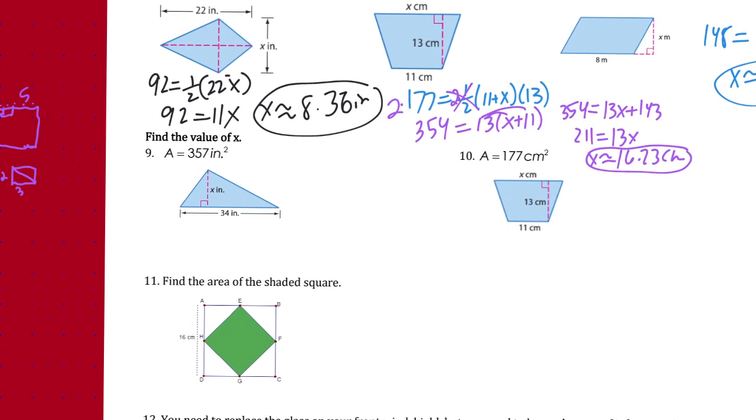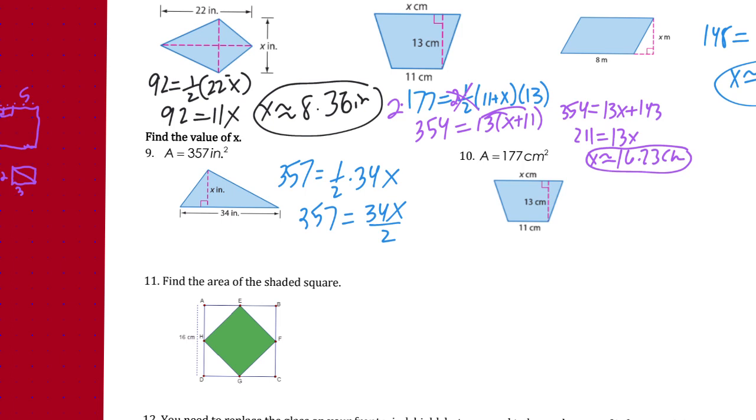The next one, they give you a triangle, they give you the base, and they don't know the height. So 357 is equal to 1/2 times the base, which is 34, and then times the height. Now, sometimes people like to write it like this: 357 equals the base times the height over 2. So you've got a couple options. You could divide 34 by 2. It makes 17x.